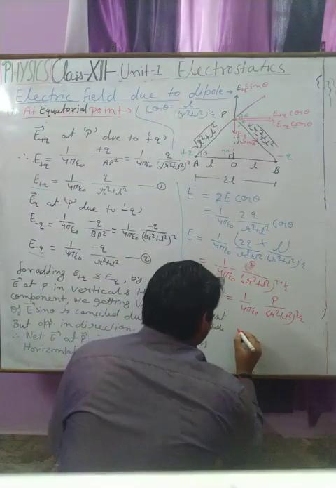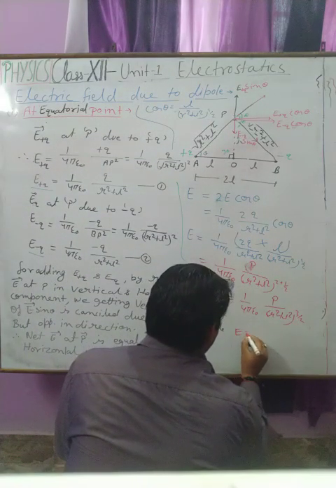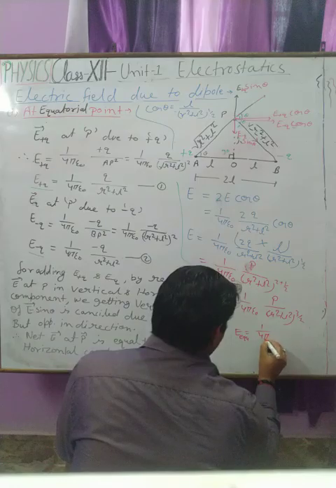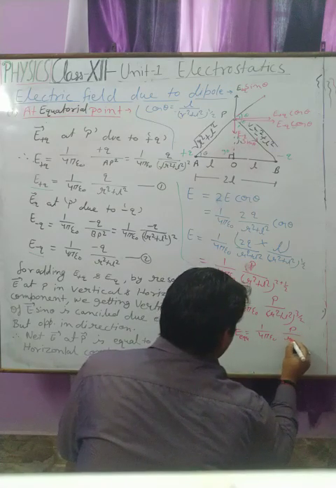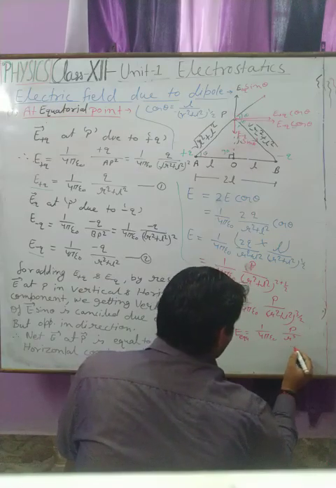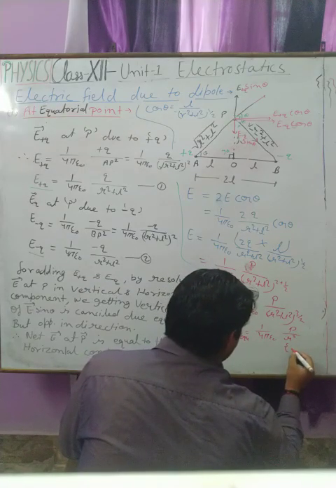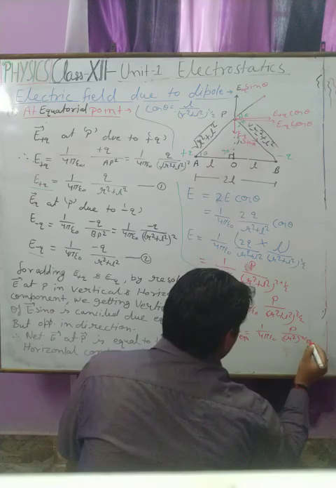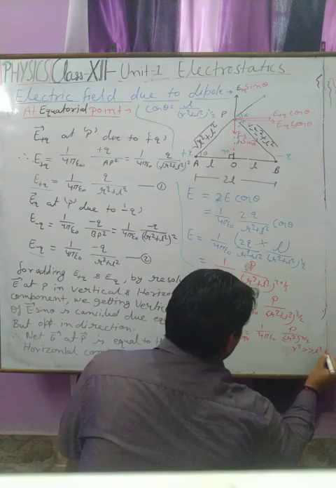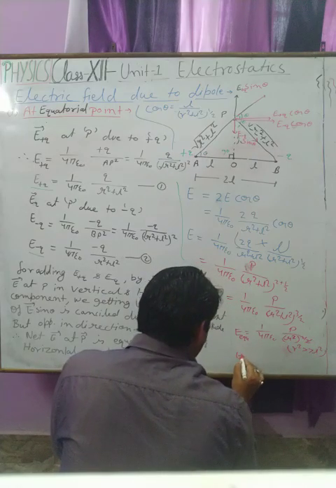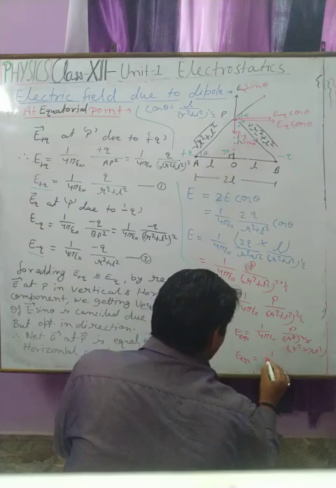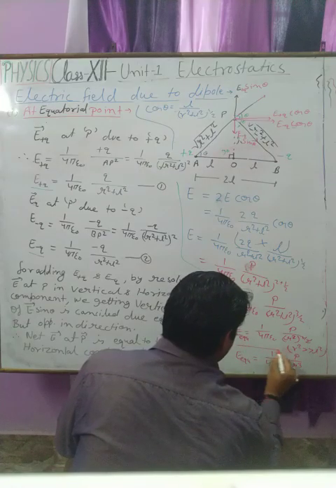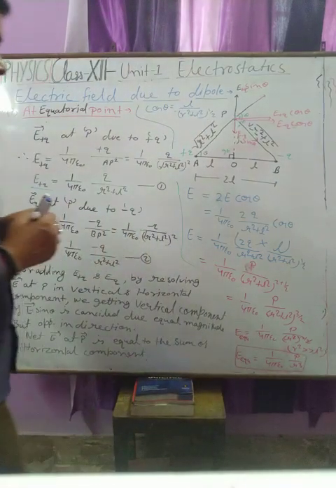Here student, electric field at equatorial point is 1 upon 4 pi epsilon naught, P upon R cube, because we are using here square and then 3 by 2, and R square is very much greater than L square, so it is cancelled. So the value of electric field at the equatorial point is P upon R cube. So complete it student.